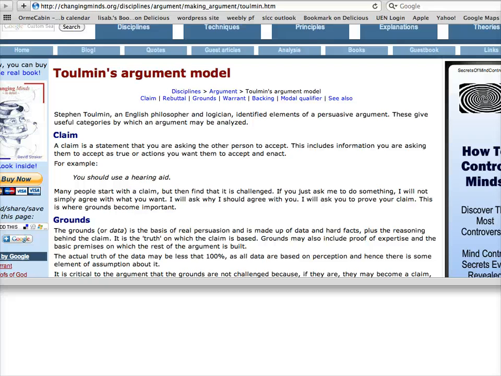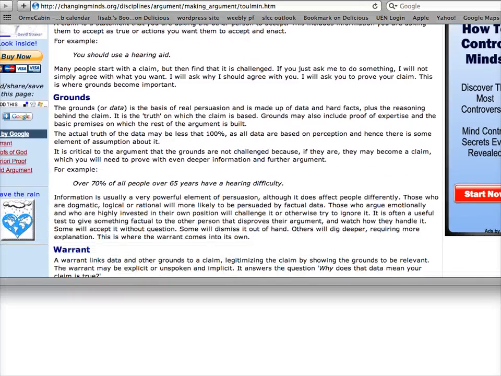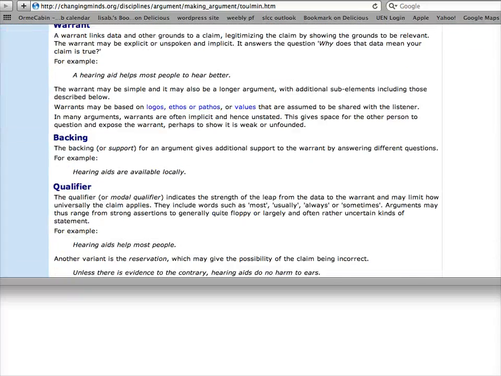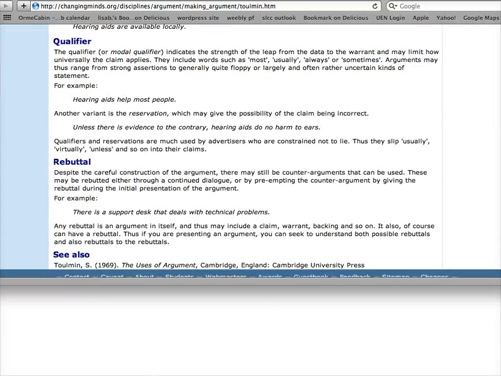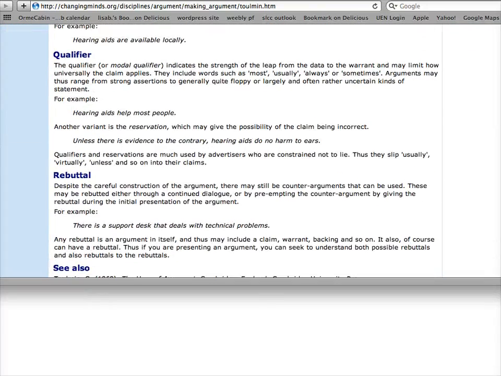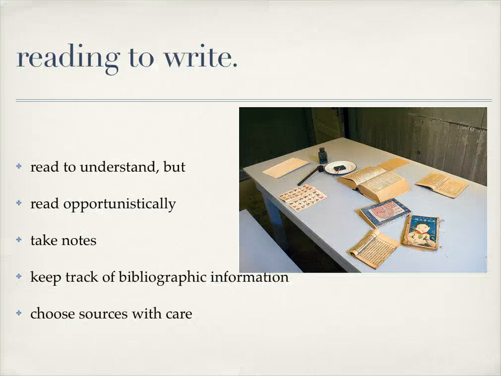In a similar vein, when you were looking at this rough outline of the Toulmin argument model, you might have wanted to take some notes on these terms: claim, grounds, warrant, backing, qualifier, and rebuttal. These are all terms that you can use in analyzing argument. These are terms that might help you also to understand the arguments that other people are making, as well as to shape your own arguments.